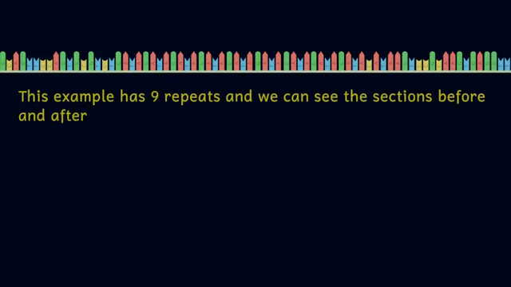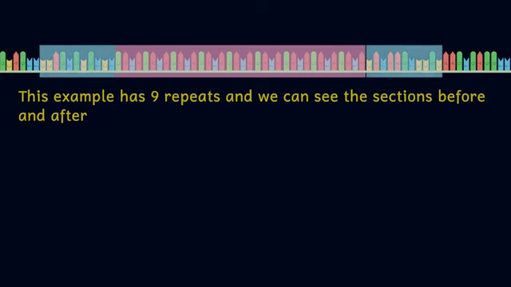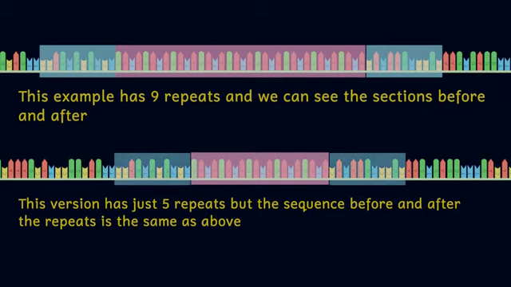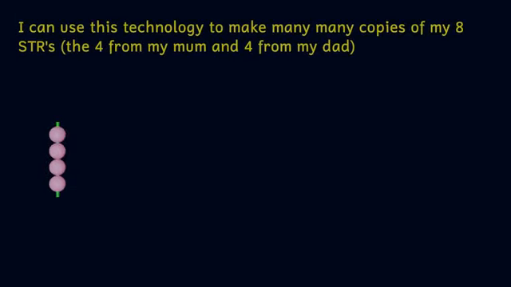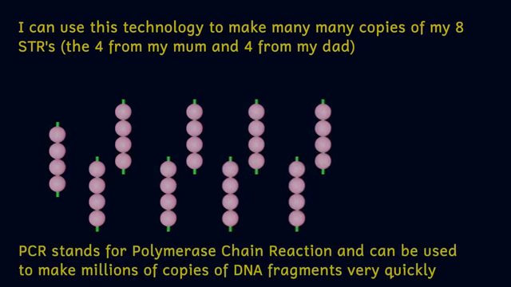Interestingly, even though the STRs in different people differ in length, the sequence of bases directly before and after the STRs is always the same in different people. We can then use another technique called PCR. This can be used to make many copies of just that repeated sequence of DNA that we're interested in.